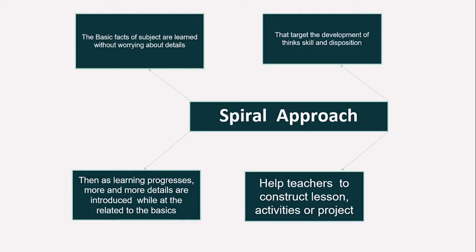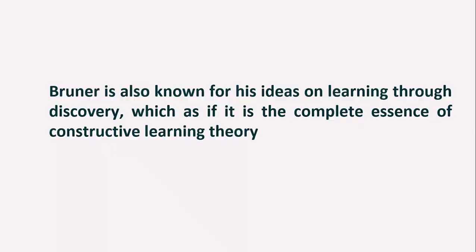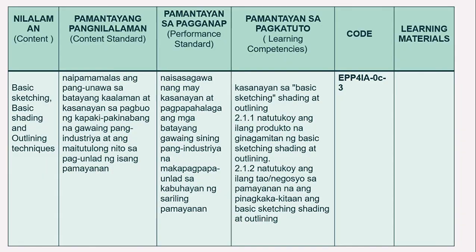So, what is the connection of this to our topic in EPP? In your Google Drive, I already uploaded the things that matter, the things that you need to acquire. It should be the CG, right? I uploaded it. The CG is national. We have the content standard, the content performance standard, the learning competencies, and the code and the learning objectives.